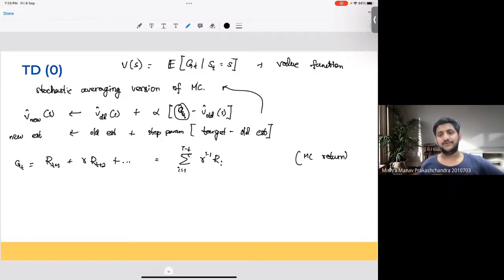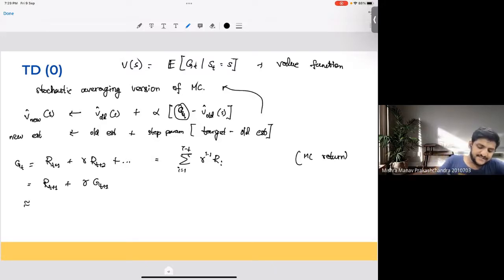Now, if I were to introduce the idea of TD to this, I can write this as gamma times G of t plus 1. TD basically makes the assumption that whatever G of t plus 1 I have, I approximate it using my value function. So this is the idea behind my TD method.